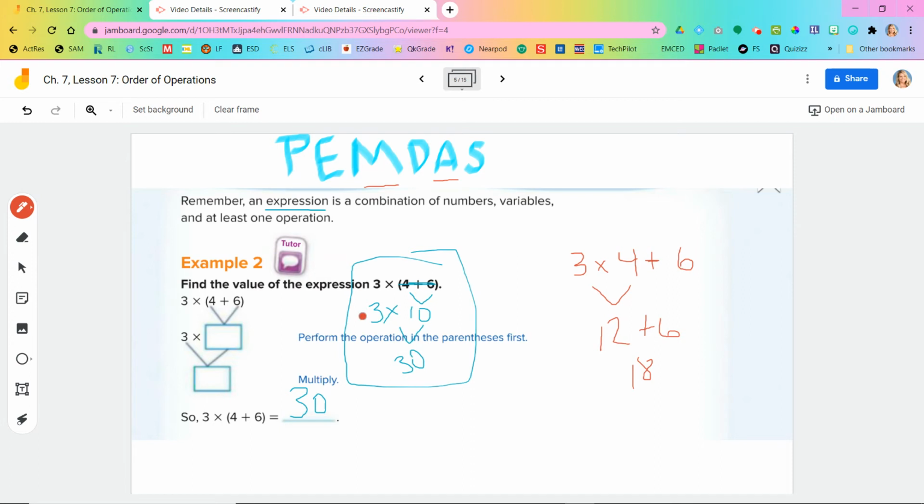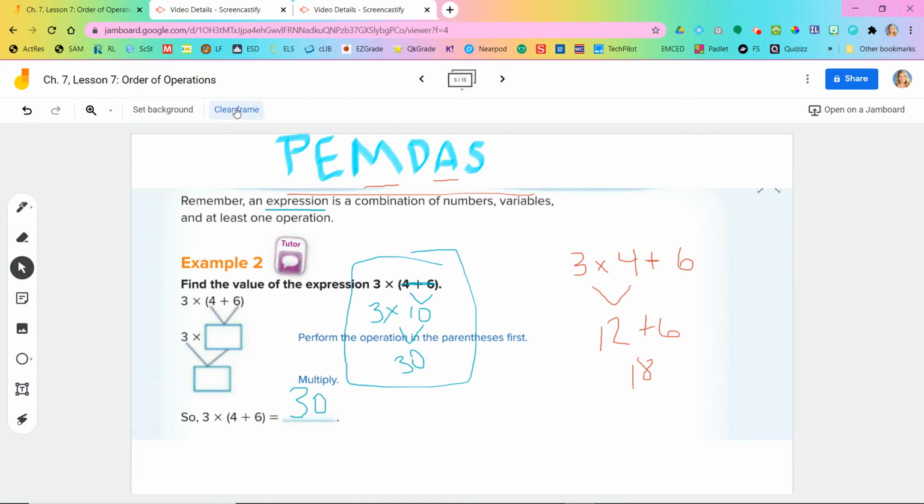So technically I've used the same numbers in both expressions, but I've gotten 2 different answers. So that's why order of operations is so important. We have to follow this so that we know which operation to do first, and that way we'll all get the same answer being the correct answer.